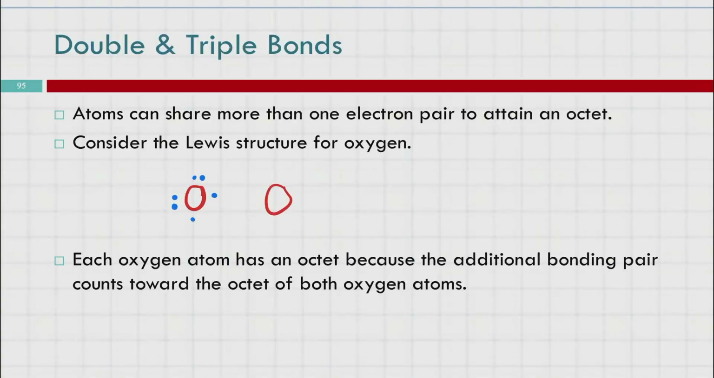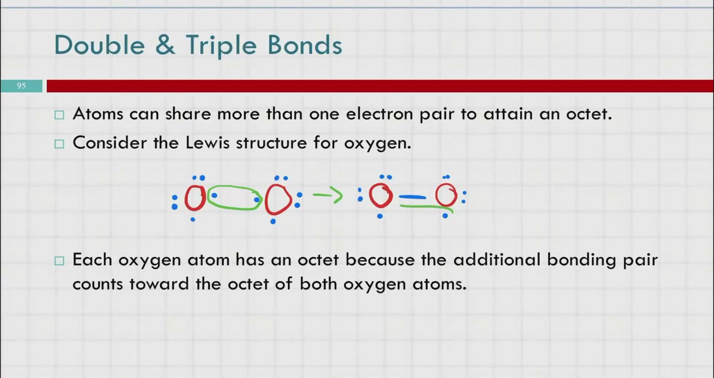So if we've got 2 oxygen atoms, and they share one of these pairs, they form 1 bond, we'll have something that looks like this. Are those oxygen atoms happy? Do they have their full octet? They do not have their full octet, right?